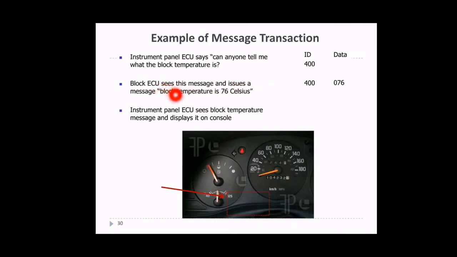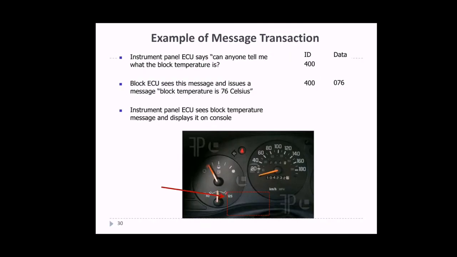Then the engine block ECU sees this message and issues a message, block temperature 76 degrees Celsius. Using the same ID, it sends the data, 76 degrees Celsius. The instrument panel ECU sees the block temperature message and displays it on the console. So the instrument panel will display 76. This is how the ECUs communicate. So this is what the block temperature is. In this way, this is just an example of the CAN protocol.